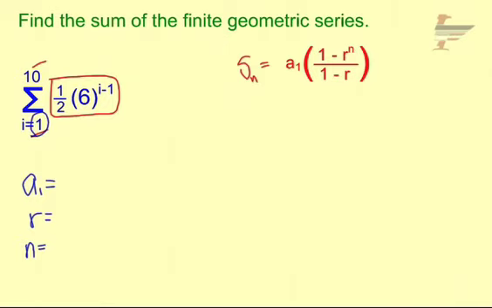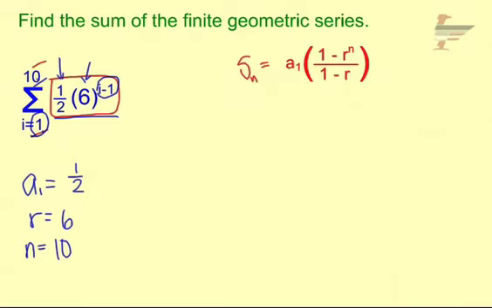The other thing we might want to recognize is that this is a rule for a geometric sequence, and in the rule, the first term, a sub 1, is always out front. So we know our a sub 1 is 1/2. The ratio always has the exponent of i minus 1 or n minus 1, so our ratio is 6. Now n is our number of terms. If we're starting with a 1 and going up to a 10, we're going to have 10 terms.